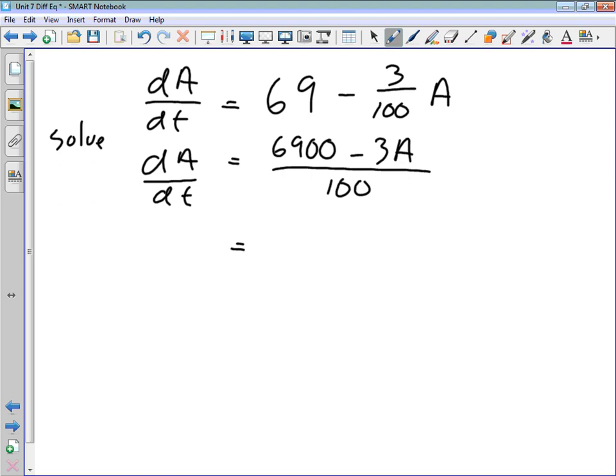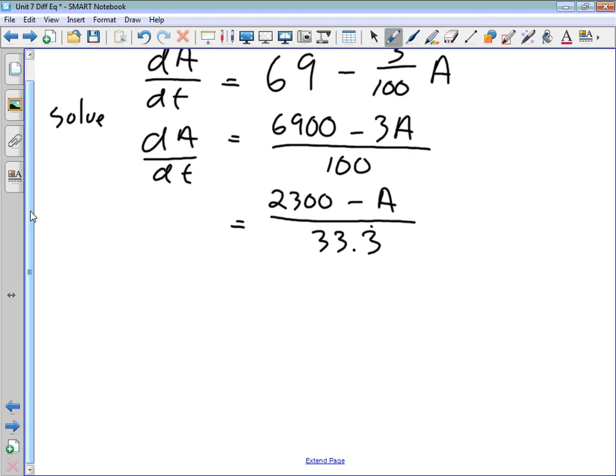And then let's divide everything through by this 3, because we don't want this little coefficient here on the A. So we can rewrite this as (2300 minus A) over 33.3. Okay, just dividing top and bottom by 3. This means that, well, and this is still all equal to dA/dt.